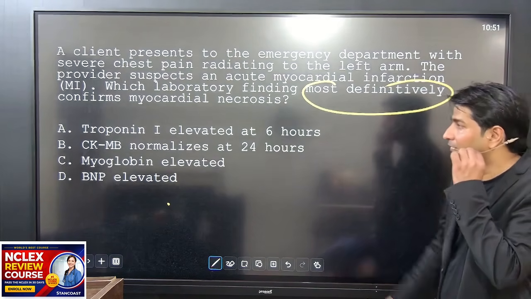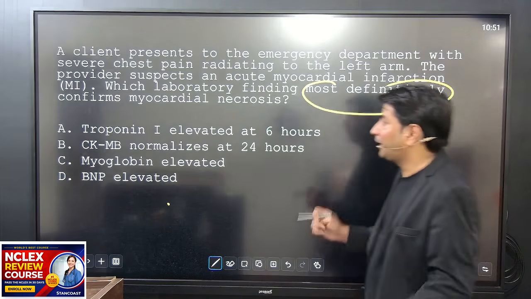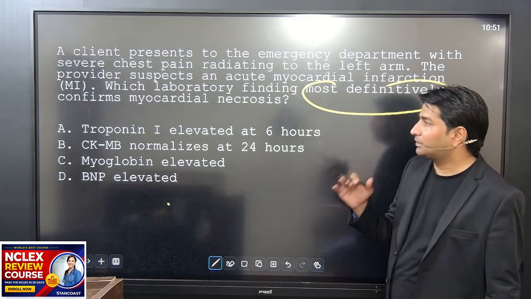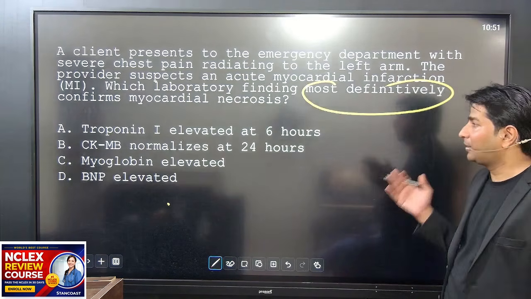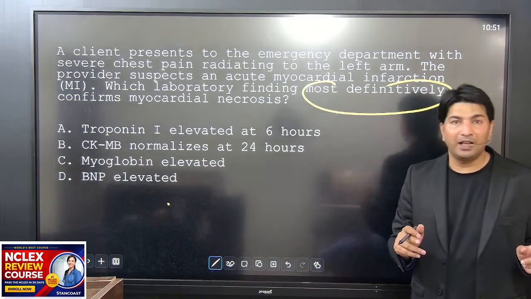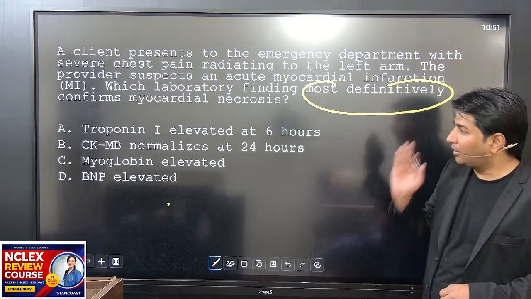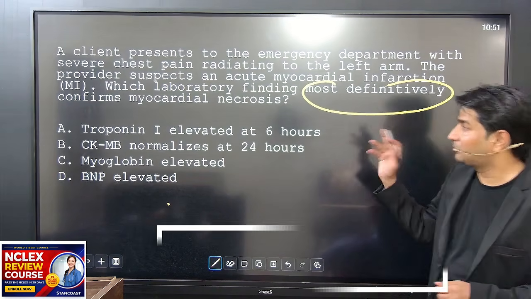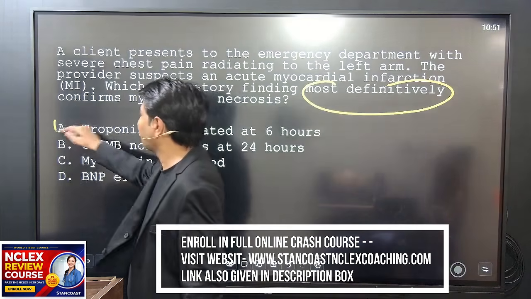myocardial infarction? So troponin I is the most specific one, because troponin I is found in the heart muscles, the myocardium, and it's not found anywhere else. If it's elevated in the blood, then we can say that definitely, there's damage in our heart's myocardium. This means the patient has had an MI. So this will be the correct answer here.